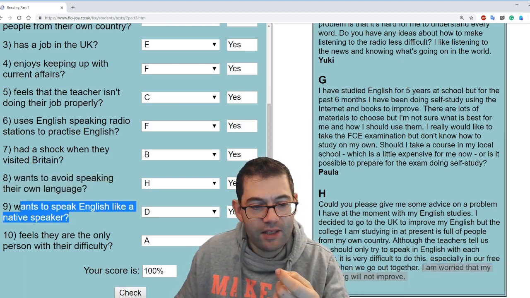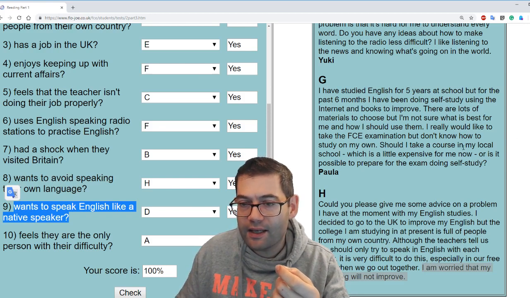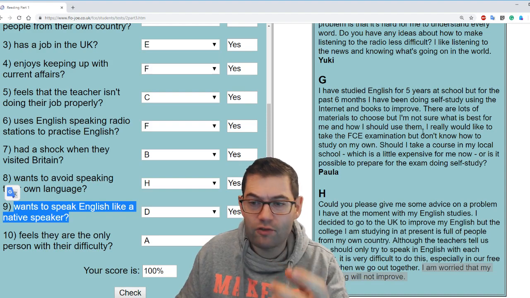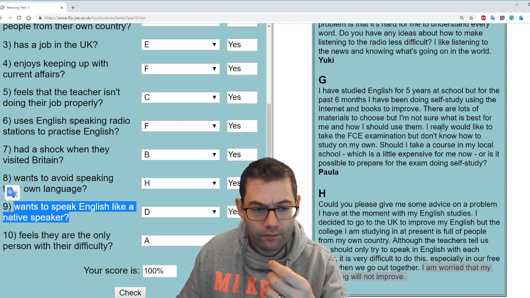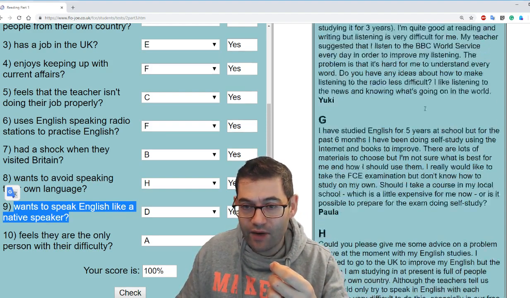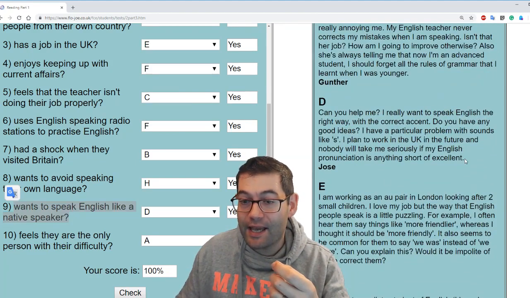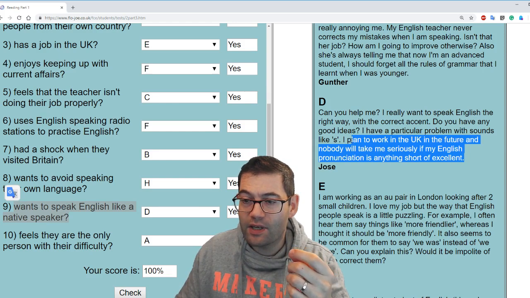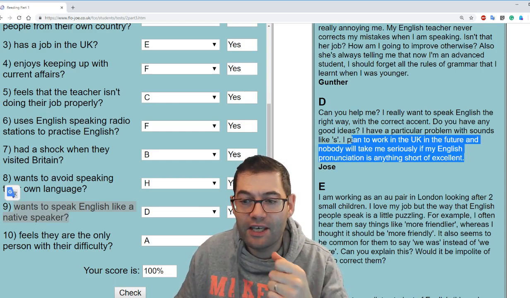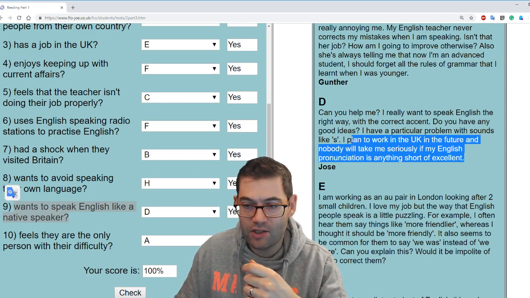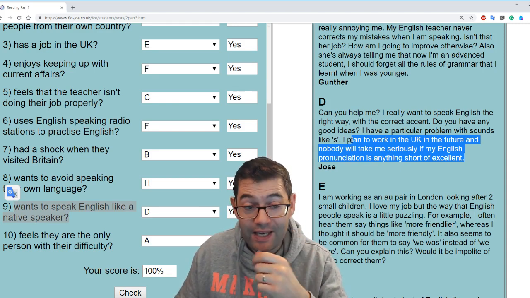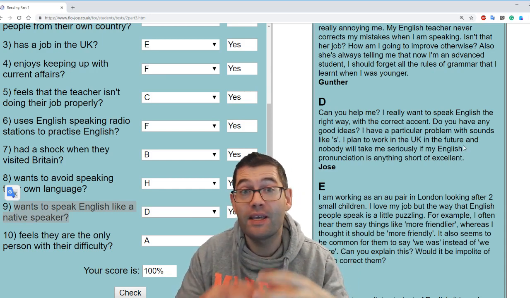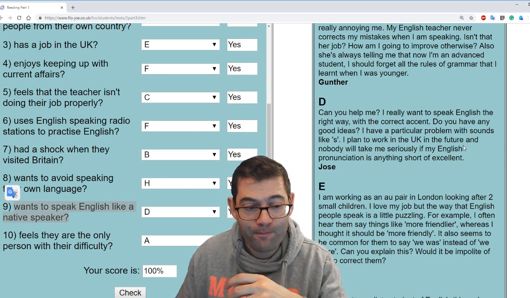Wants to speak English like a native speaker for number 9. Here, I think there were a couple of the texts that referred to pronunciation. But the answer we can find in D, and the reason why is because of the thing that we highlighted about jobs. I plan to work in the UK in the future, and nobody will take me seriously if my English pronunciation is anything short of excellent. So, in other words, they want to speak as close to being a native speaker as possible.